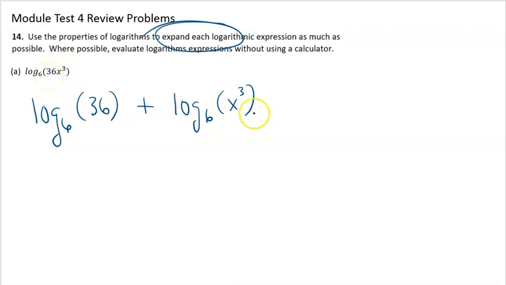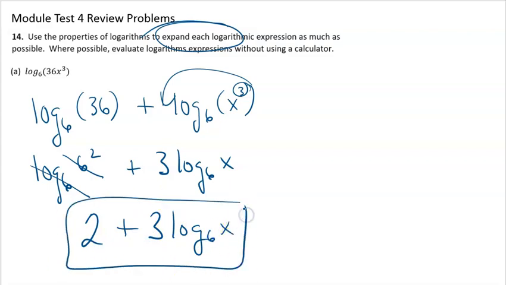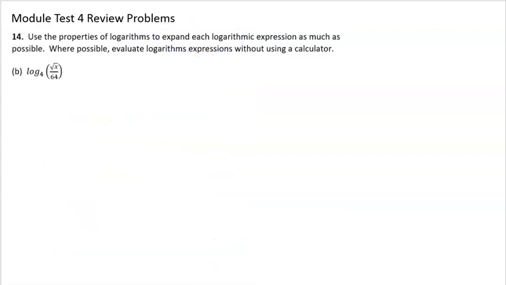So I do addition first. Now, I can rewrite log base 6. I can rewrite 36 as 6 squared plus this 3 can move in front of the logarithm. So 3 log base 6 of x. But what happens here is the log base 6 and the 6 cancel. So the most simplified version of this is that last one, 2 plus 3 log base 6 of x. Next problem.